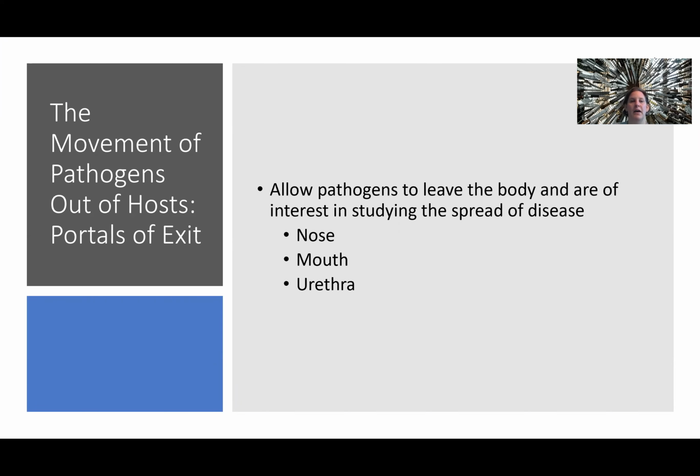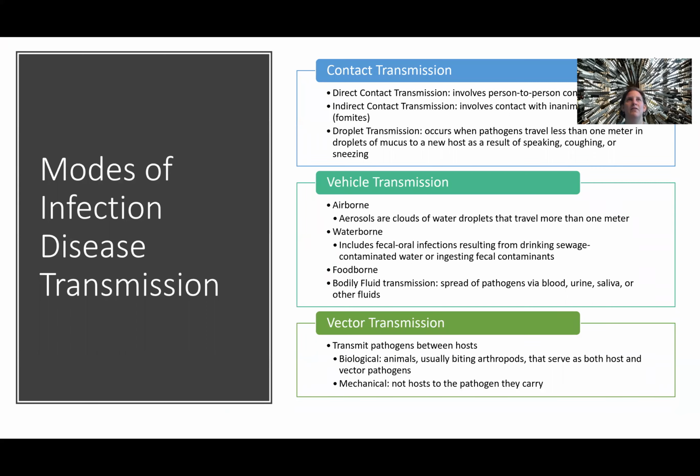Now, we've already talked about portals of entry, but we also have portals of exit. Because if we have a contagious disease, we want to know how it moves from person A to person B. So portal of entry is how it infects you, but then portal of exit is how you may infect others. So nose and mouth are two of the most common, as well as urine through the urethra. So we can have different ways that we can transmit diseases.